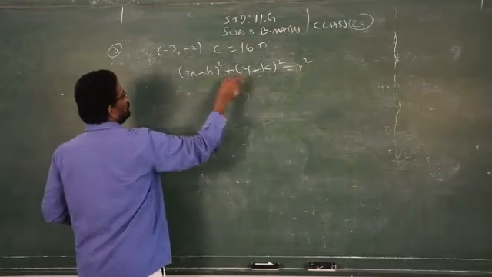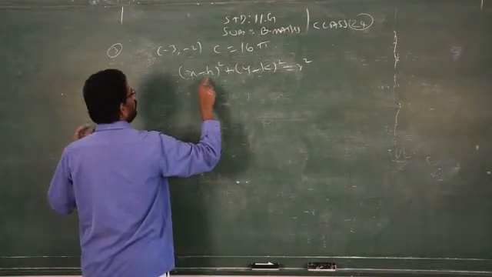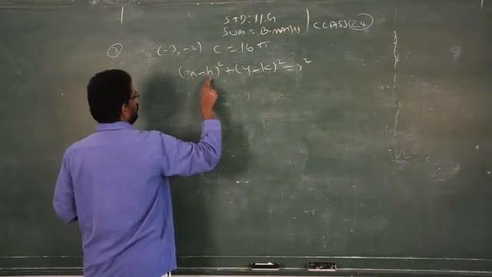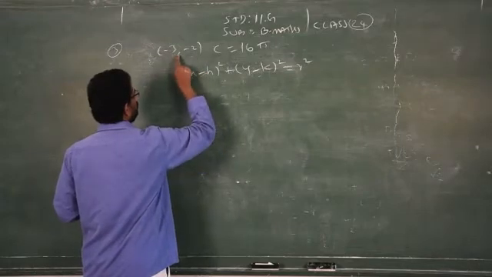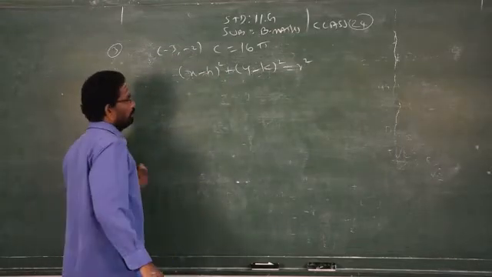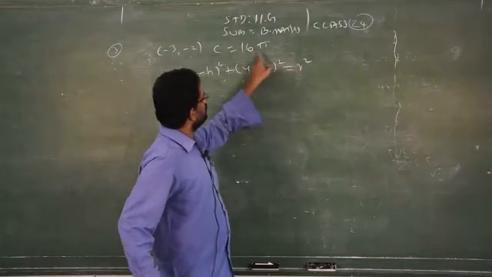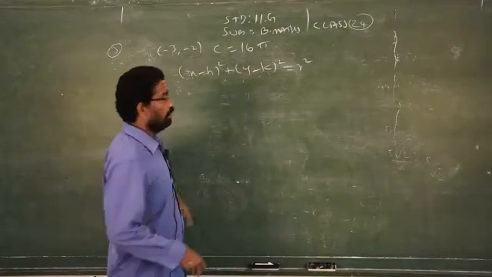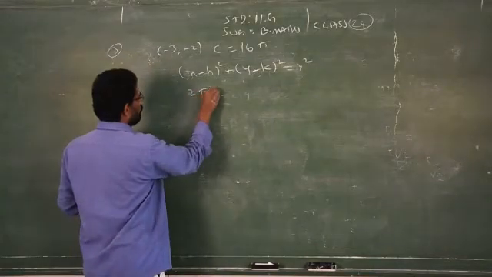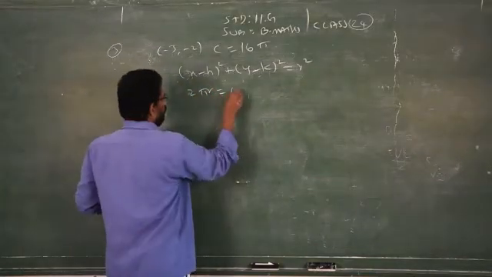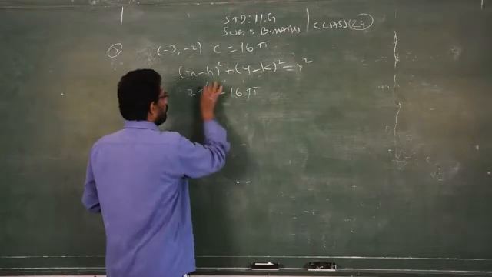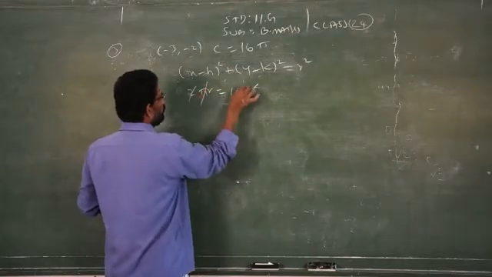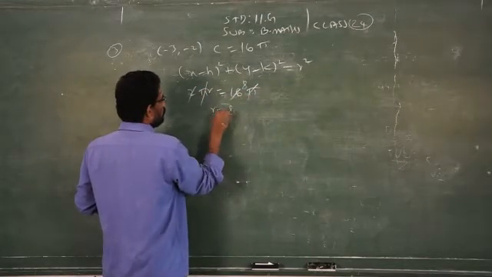So we need to find the equation of the circle, center and radius. Center is given, minus 3 comma minus 2. There is no problem. But what about radius? Radius is not given straight away. It is given in terms of circumference of the circle. So what is the formula to find circumference of the circle? 2 pi r. Pi gets cancelled. 2 will go how many times in 16? 8 times. So r is equal to 8.